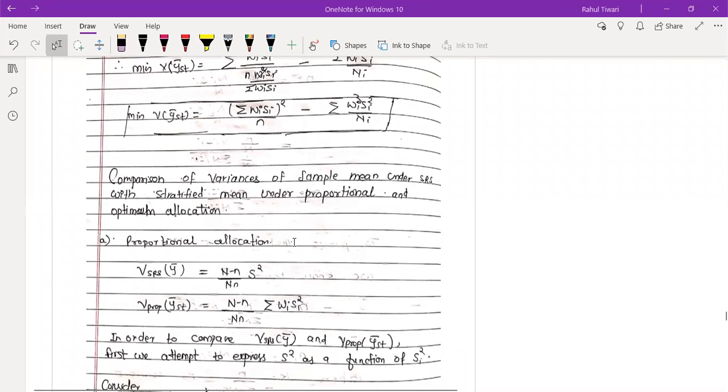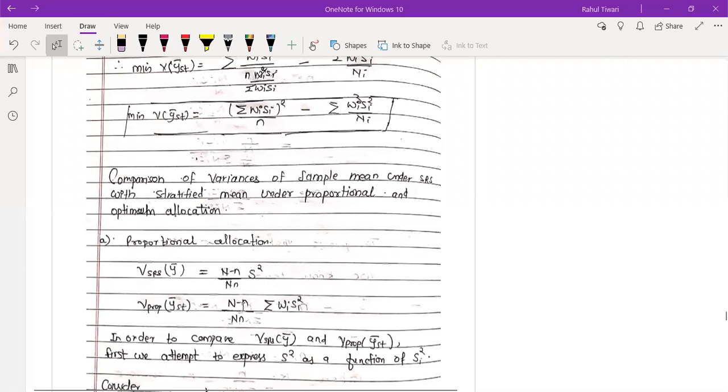तो मेरे पास वेरिएंस है अंडर प्रोपोर्शनल लोकेशन, अंडर ऑप्टिमम लोकेशन, और मेरे पास है वेरिएंस हमारा WOR का। ओके, तो तीनों का मुझे कंपैरिजन बताना है, और what actually I want to know कि which variability is less, which variance having less variability, means which variance is better. Okay, so for that purpose we need to do the comparison.